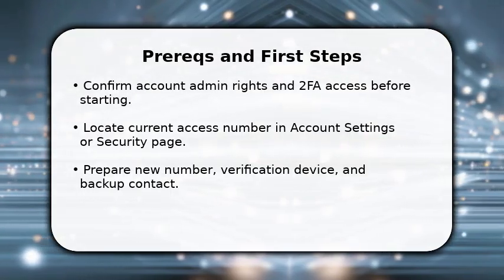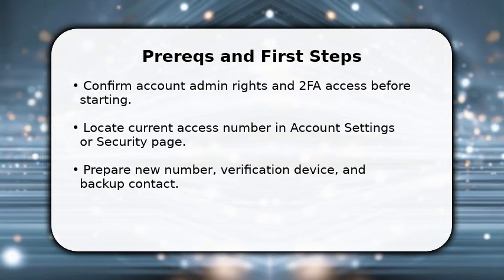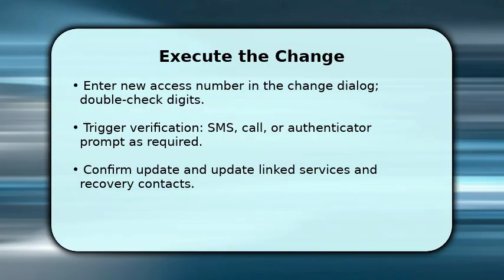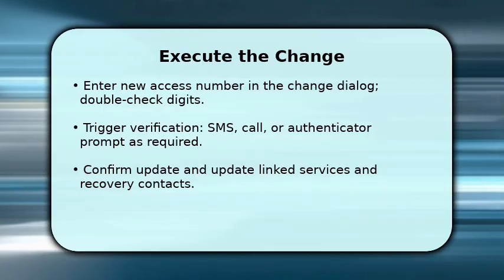You now input the new access number into the change dialog and double-check every digit. Accuracy matters because verification uses that exact string. Once done, trigger the verification method, SMS, phone call, or authenticator, and follow prompts. If prompted, provide your 2FA code and approve the device.